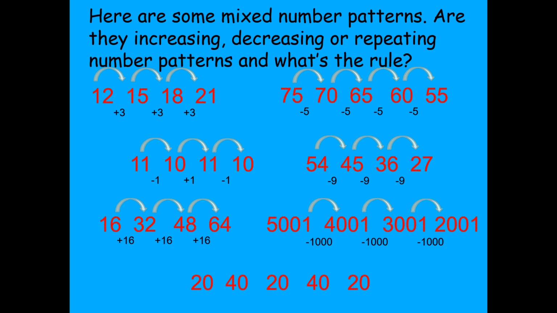Okay, well done. And the last one again. I think I see some repeating. 20 to 40, then back down to 20, and then back up to 40, and then to 20. This is a repeating number pattern as we've seen before, and we're jumping up by 20, then down by 20, +20, -20.